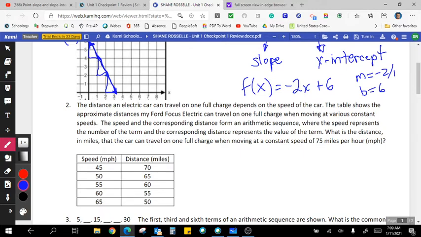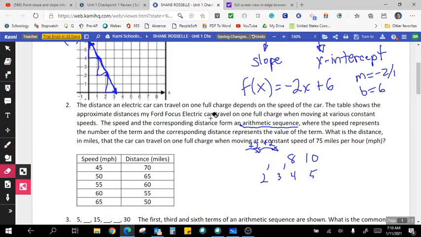It says the speed and the corresponding distances form an arithmetic sequence. An arithmetic sequence looks like this, as an example: 2, 4, 6, 8, 10. Those are the even numbers. That's an arithmetic sequence. So my first term, second term, third term, fourth term, fifth term, right? And what we're doing here is repeating this addition of 2 every time. So that's a constant, right?